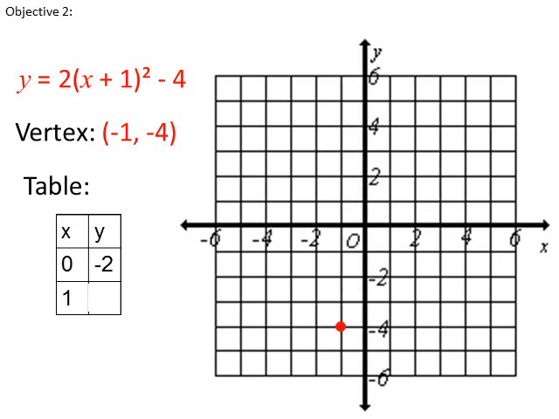Now I put the point on there, 0, negative 2. Now I plug in 1. In the parentheses, I'm going to have x equals 1, so it's 1 plus 1 is 2. 2 squared is 4, times 2 is 8, but then I have to minus 4, and that is 4. So when I plug in 1, I get 4. So I put the point 1, 4 on my graph. I connect the 3 dots, and then I copy it onto the other side to make my full parabola. And that's how you graph from vertex form.